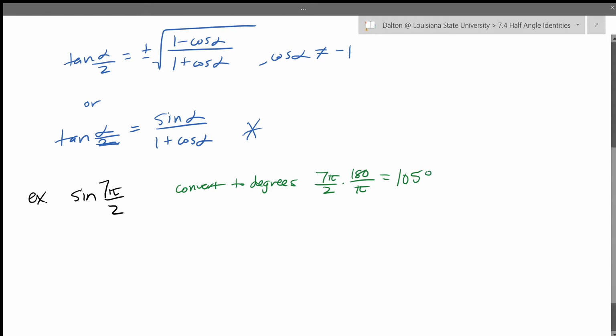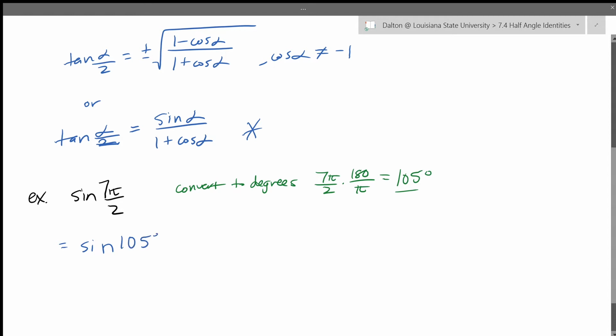So the key here is that on the unit circle, 105 degrees is not one of the angles that we readily know. So that's where this half angle identity comes into play. Typically with a half angle, that means this angle, 105, is half of an angle that we do know on the unit circle. So in that case, you're going to rewrite this 105. First of all, sine of 7 pi over 2 is equivalent to the sine of 105 degrees.